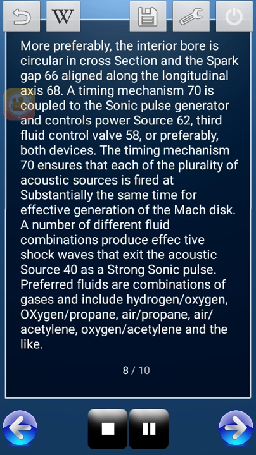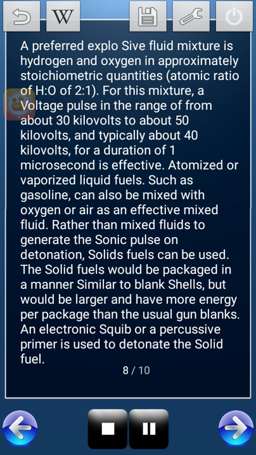Oxygen, oxygen, propane, air, acetylene, oxygen, acetylene and the like. A preferred explosive fluid mixture is hydrogen and oxygen in approximately stoichiometric quantities, atomic ratio of H to O of 2 to 1. For this mixture, a voltage pulse in the range of from about 30 kV to about 50 kV, and typically about 40 kV, for a duration of 1 microsecond is effective.